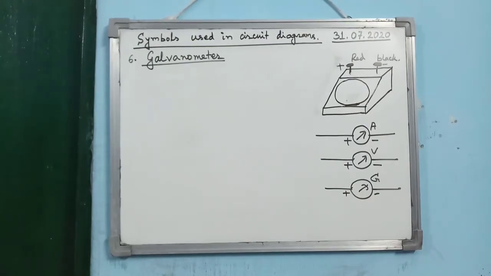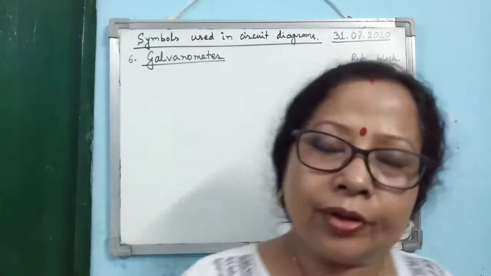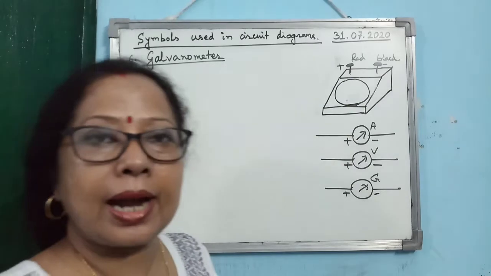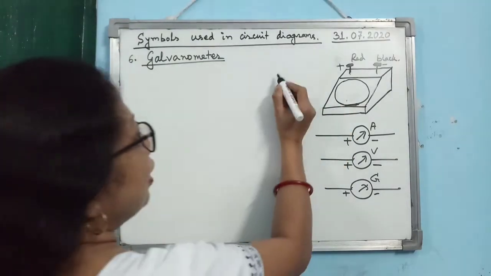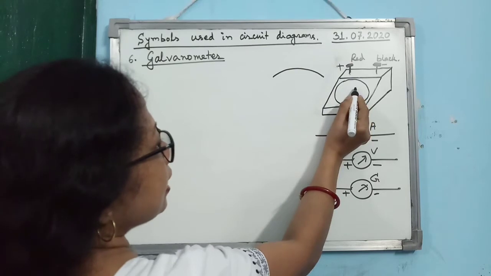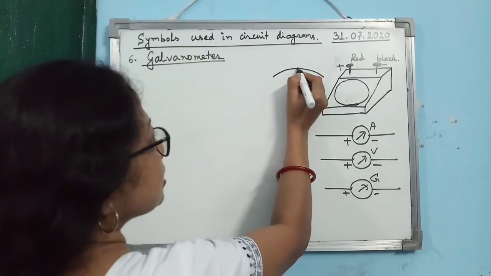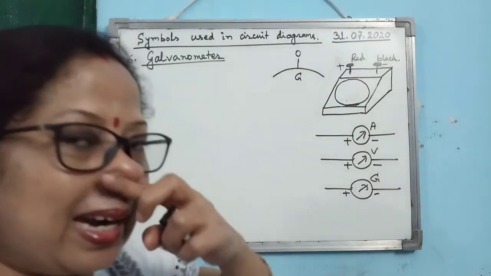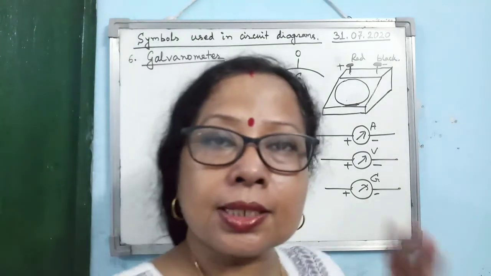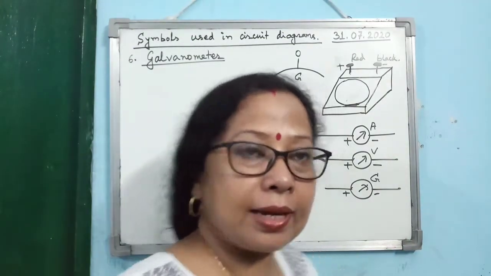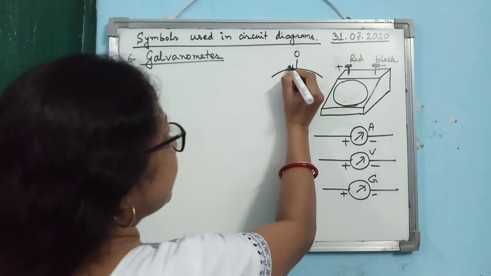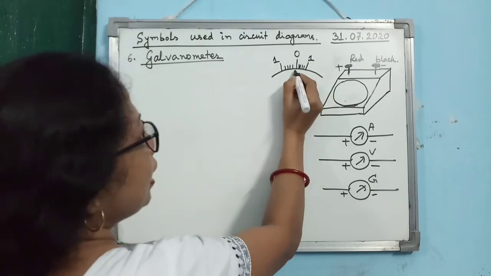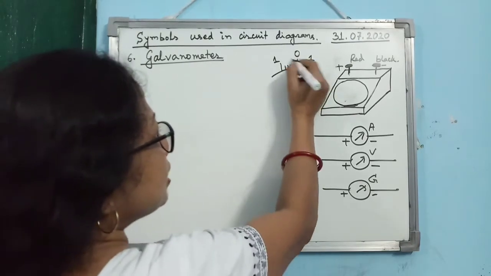Now the next device we generally use in the electrical circuit is the galvanometer. Galvanometer also looks like this. But one thing is, if you consider the scale, in the case of a galvanometer, G will be written below the scale. This is the basic difference between galvanometer, ammeter and voltmeter. In ammeter and voltmeter, 0 is on the leftmost side of the scale, but for galvanometer 0 is in the middle. You see, the pointer is in the middle and 0 is in the middle.